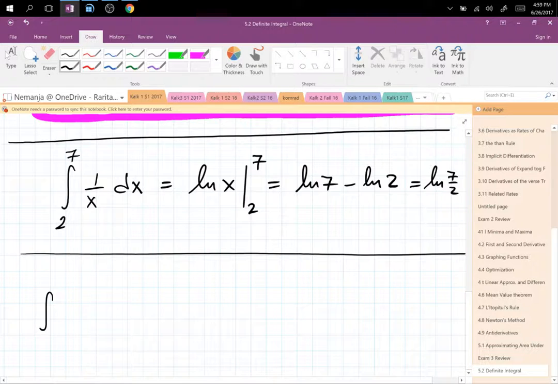What is the area under the curve from 0 to pi for sine x dx? Go.